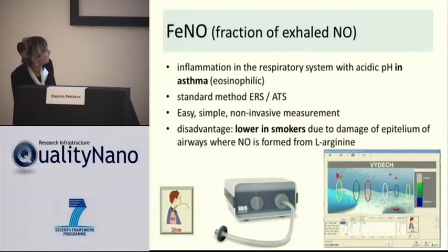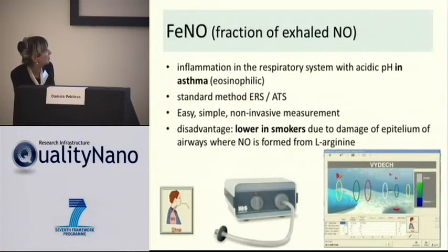it is pointing to the inflammation in the respiratory system. It's related with the more acidic pH in asthmatic patients, especially with those who have more eosinophils in the airways. It's easy, simple, non-invasive. It's a bit even funny when the workers had to make the dolphin flow through those circles. Nobody succeeded for the first time, so twice or three times everyone had to test. So it was a bit really fun for them.